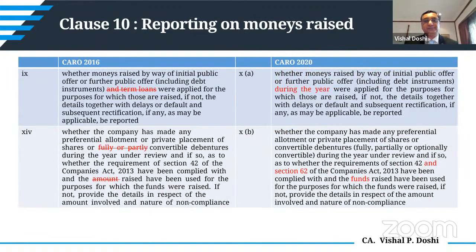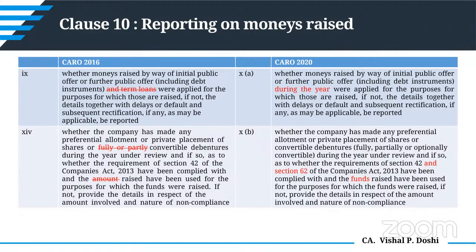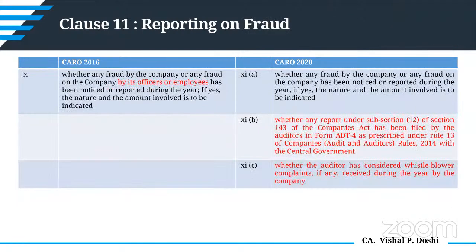Under clause 10, there are some minor changes during the year. Term loans, if you see on the left side of the screen, have been removed, because now there is a specific provision under CARO for term loans. Earlier we saw this with respect to IPO and FPO under 10A, and 10B is with respect to debentures or any preferential allotment. For that, there is reporting under 10B.